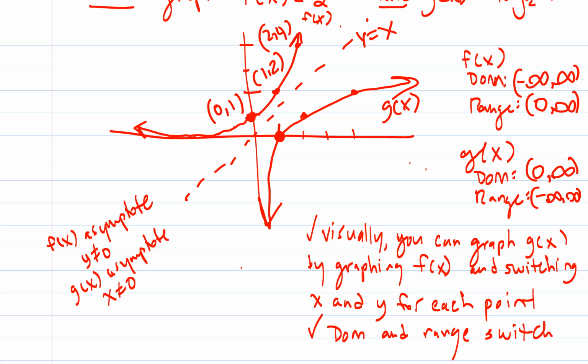Notice, there's an asymptote on f of x that y cannot equal 0. For g of x, when x and y switch, x can't equal 0. Okay? Domain and range switch. Even the asymptotes switch.